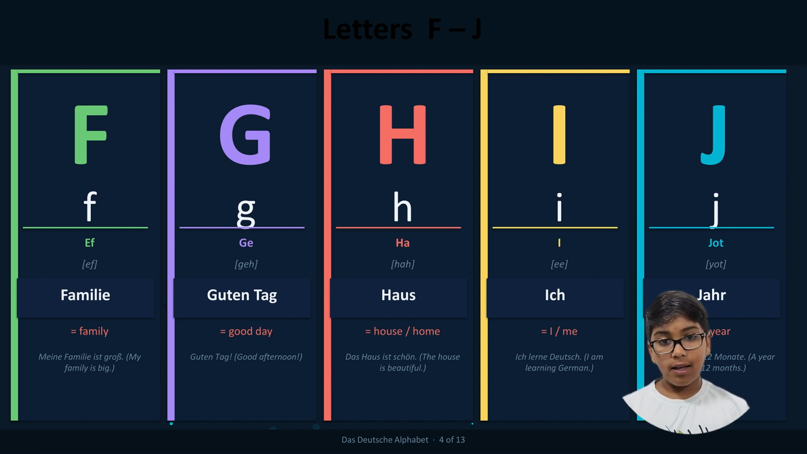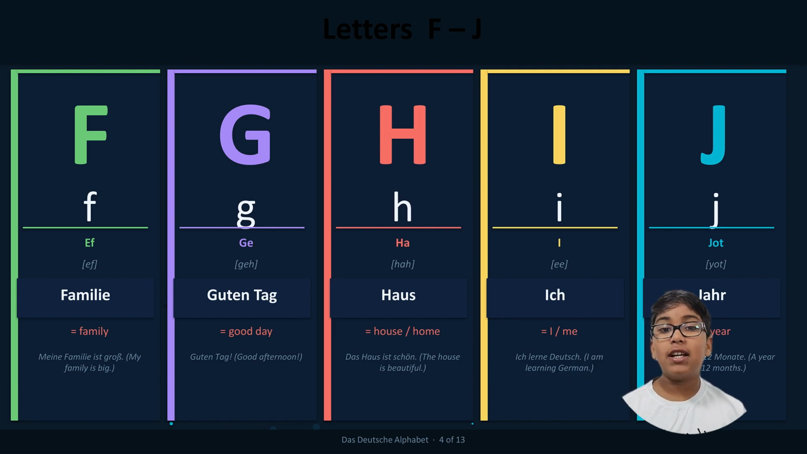J, and here comes the first big surprise for today. In German, J is pronounced yot, and it sounds like the English letter Y. So every time you see the letter J in German, think Y sound. The example word is Jahr. Say it. Jahr. It means year. Ein Jahr hat 12 Monate. A year has 12 months. Remember, the German J always sounds like the English Y. This trips people up all the time. We are almost halfway through the alphabet now.